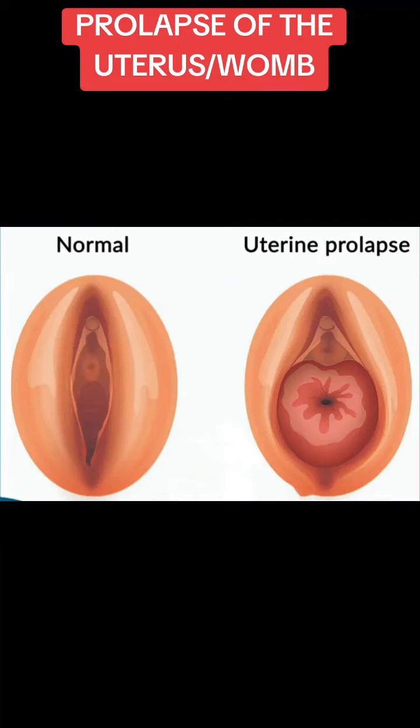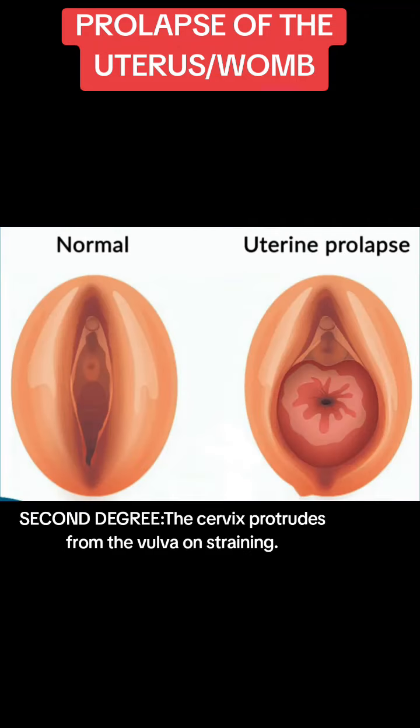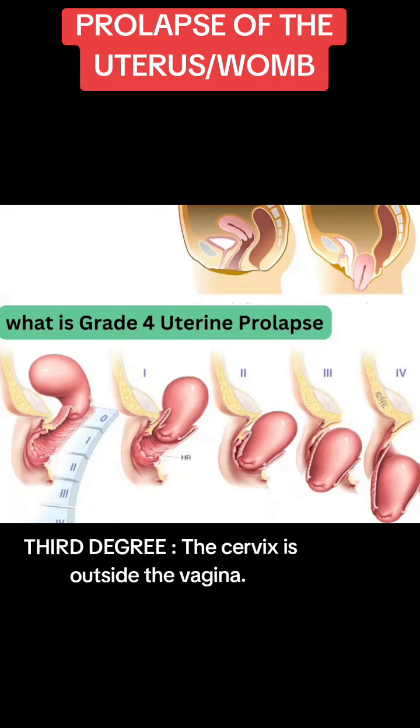Okay, the second degree is the next one. With the second degree, the cervix protrudes from the vulva on straining. So as you can see in the image, the cervix comes out of the vagina a bit when you strain. Again, we have the third degree. With the third degree, the cervix is outside the vagina. So literally in the third degree, you can see the cervix coming outside the vagina.